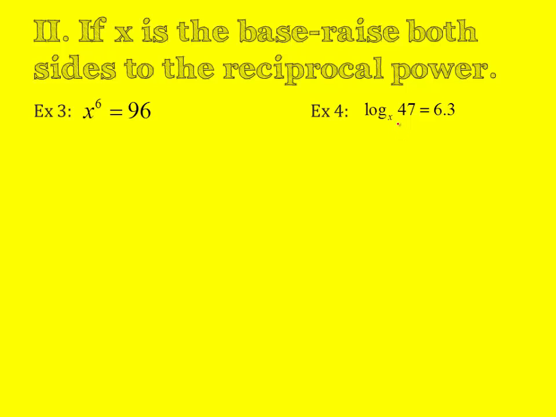So on number 4, the first thing I need to do is get rid of the logarithm by swirling. So I get x raised to the 6.3 power equals 47. Now, we said to multiply by the reciprocal of 6.3. We are not going to mix decimals and fractions, so we're going to convert our decimal to a fraction. Now, remember what this is. This is 6 3/10, right?